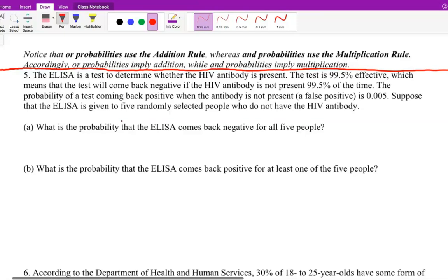Okay, now example number 5. So here is a test to determine whether the HIV antibody is present. The test is 99.5% effective, which means that the test will come back negative if the HIV antibody is not present 99.5% of the time. The probability of a test coming back positive when the antibody is not present, a false positive, is 0.005.